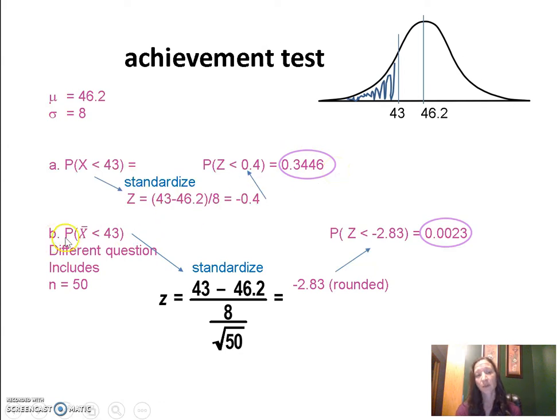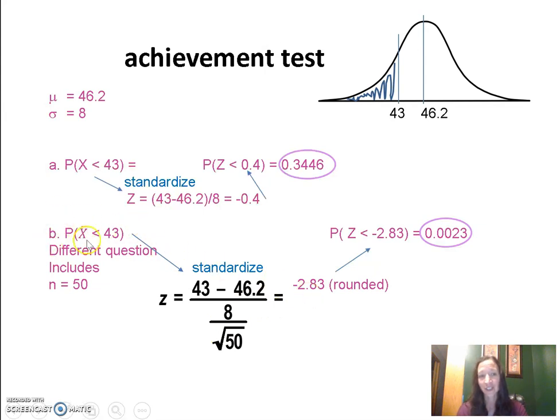Part B asks for the probability that 50 randomly selected adults complete the test in, on average, less than 43 minutes. So in order to standardize this question, we need to use the new and improved Z-score formula, which takes x bar, the sample mean of 43, subtracts the population mean mu, 46.2, and divides that difference by the quotient of 8 divided by the square root of 50. And we get negative 2.83 when we round to the nearest hundredth.